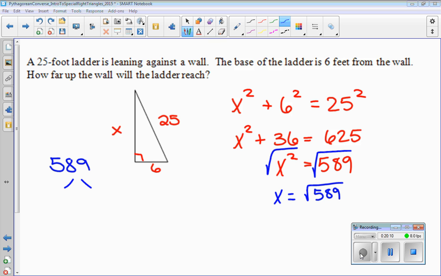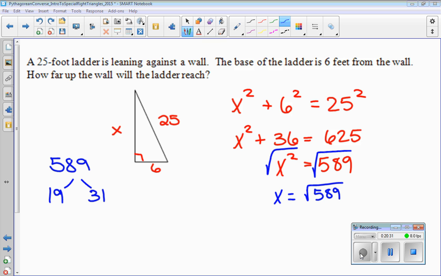$19 and what? 19 and 31? You sure about that? Are those both prime numbers? They are. So can you reduce that radical? No. So you would leave it as the square root of 589 because you can't reduce it any further.